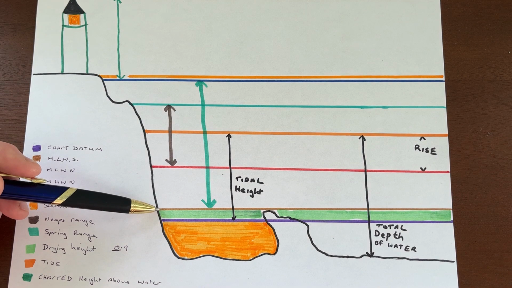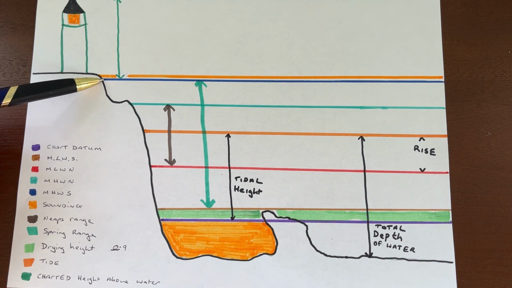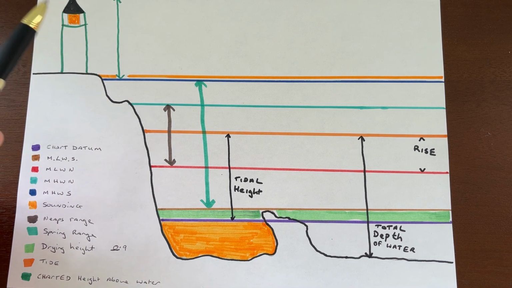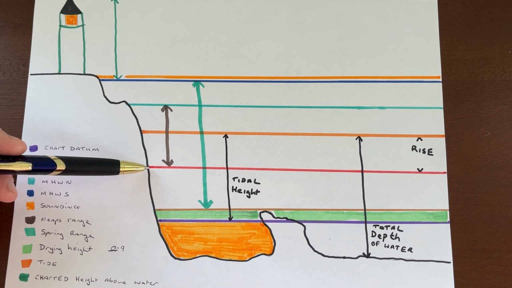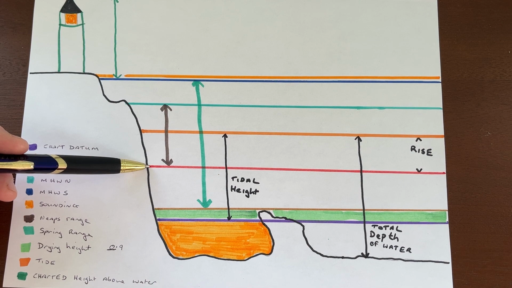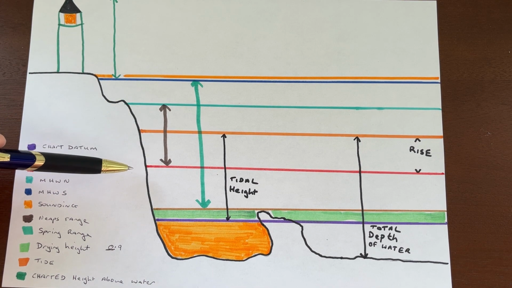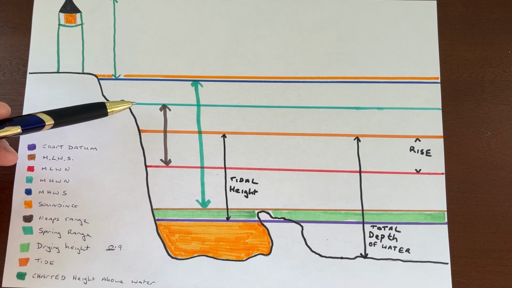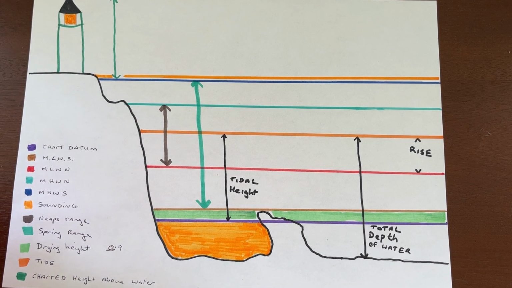The mean low water springs and mean high water springs are the average value of high and low water tides over a period at springs. The mean low water neaps and mean high water neaps are the average of the tidal difference between high and low over a period at neaps.